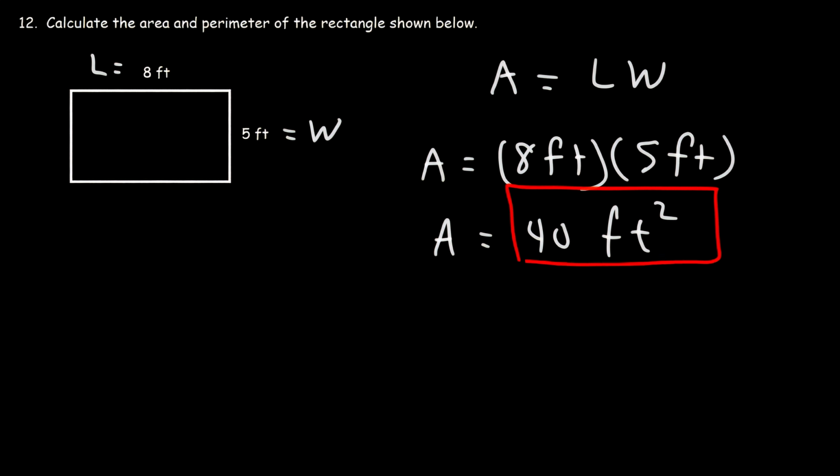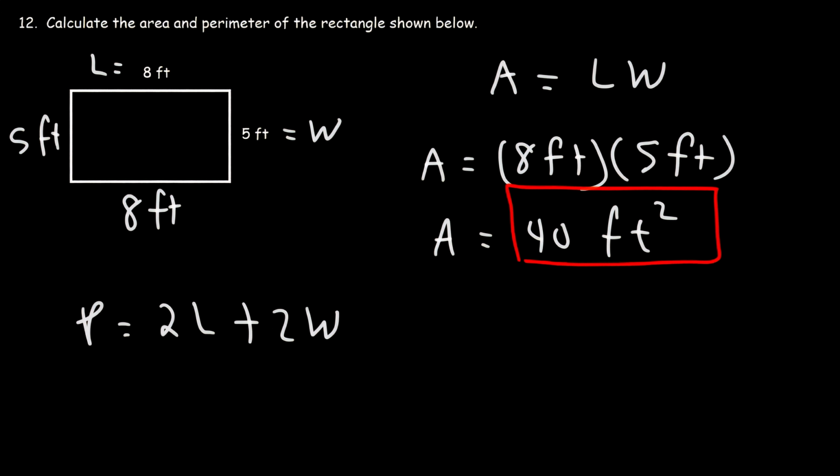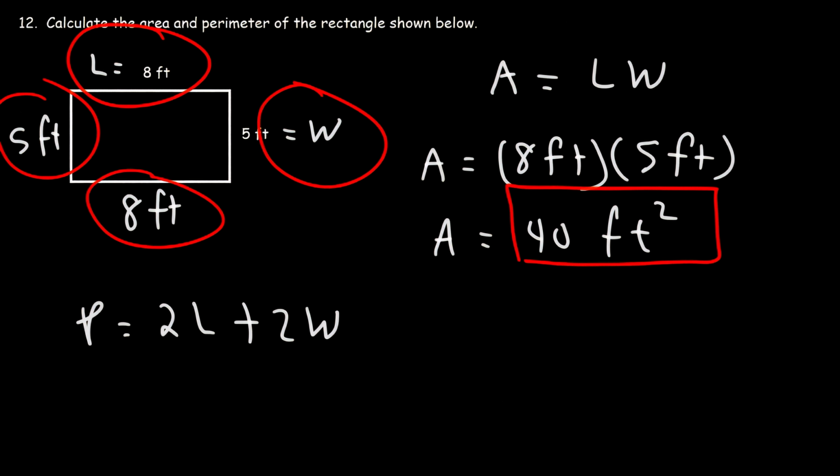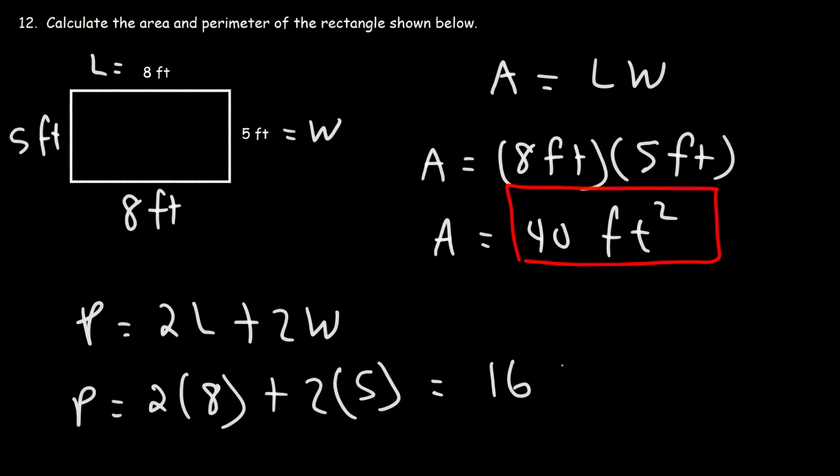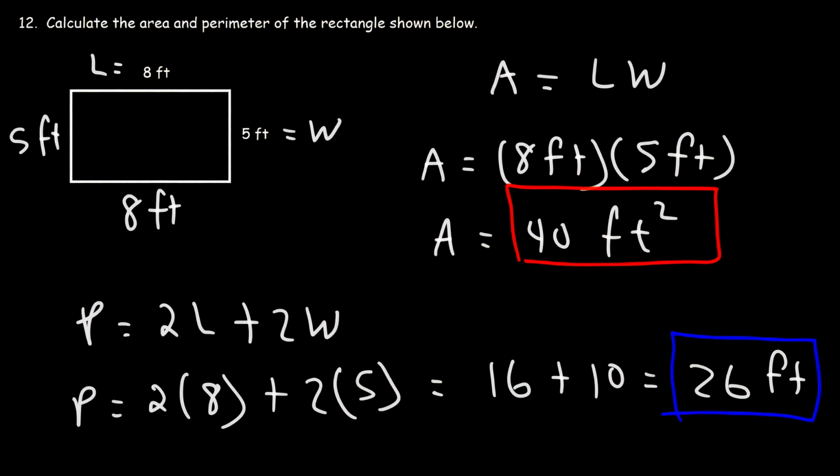Now what about the perimeter? The perimeter of a rectangle is basically 2L plus 2W. If this is 8 feet, that means this side is also 8 feet. And if this is 5, that means this side is also 5. The perimeter is basically the sum of all of the outer edges of the figure. So using the formula, it's going to be twice the length of the rectangle, which is 2 times 8, and 2 times the width, which is 2 times 5. 2 times 8 is 16, and 2 times 5 is 10. So we're going to get 26 feet. So that is the length of the perimeter. So now you know how to find the perimeter and the area of a rectangle.